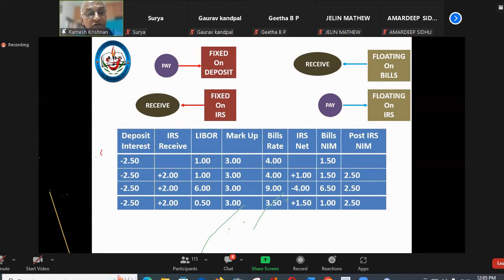So irrespective of whether the LIBOR floating benchmark comes down to 0.5% or goes up to 6%, a combination of IRS and the deposit taking and bill discounting activity, that is the liability asset transformation continuum, which we looked at earlier, that intermediation process, both together, by doing the IRS, you are always protected at 2.5%. So this is another fixation tool.